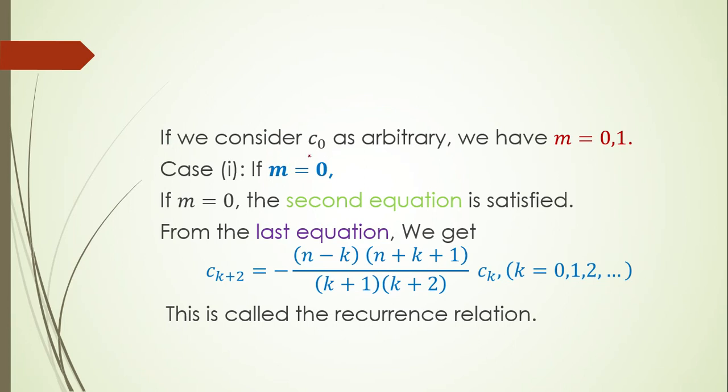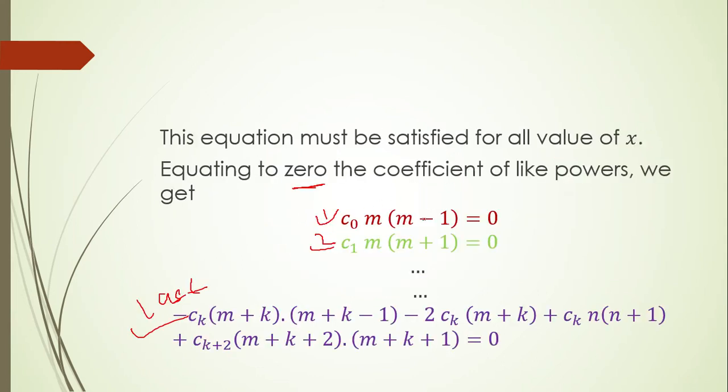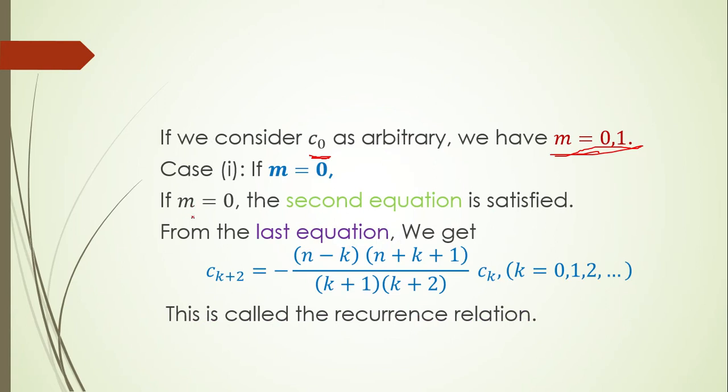If we consider C0 as arbitrary, we have m is equal to 0 and 1 as the roots. C0 is arbitrary, so C0 is not equal to 0, so m into (m minus 1) is equal to 0, so we get m is equal to 0 and 1. First we take m is equal to 0.